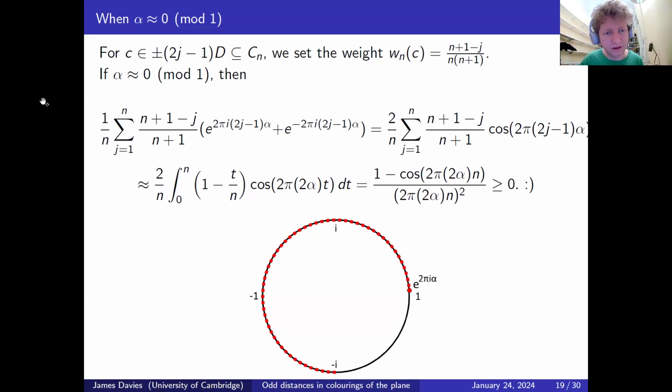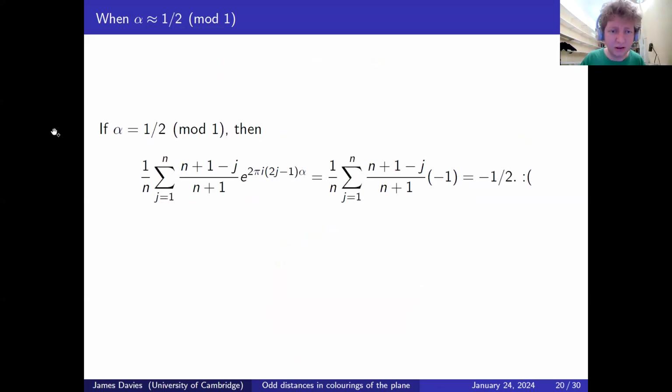Okay. So at this point, it looks very encouraging because we've shown that all but possibly one case is a good case for us. But now we need to consider this last case, and then things look less positive. And this is the case where alpha is about a half mod 1. So let's see what happens if alpha is exactly a half mod 1.